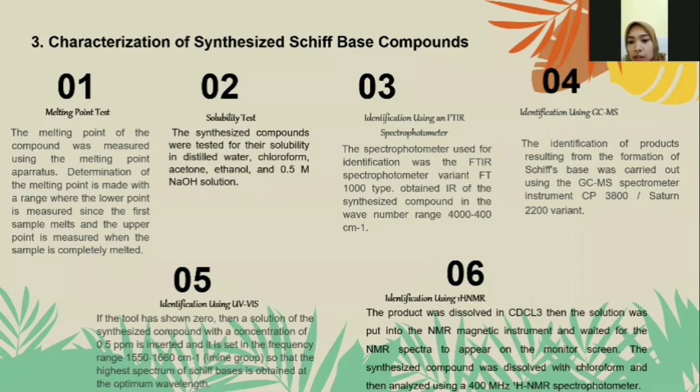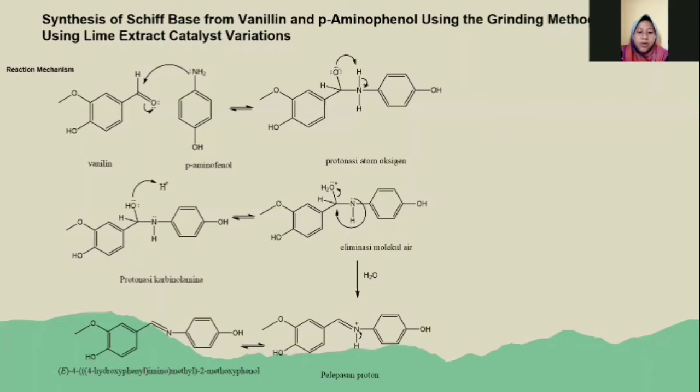5. Identification using UV-Vis. In this identification, set in the frequency range 1550 until 1660 cm-1 or imine group, so that the highest spectrum of Schiff base is obtained at the optimum wavelength. 6. Identification using HNMR. The synthesized compound was dissolved with chloroform and then analyzed using a 400 MHz HNMR spectrometer. Synthesis of Schiff base from vanillin and p-aminophenol using the grinding method with lime extract catalyst variation.